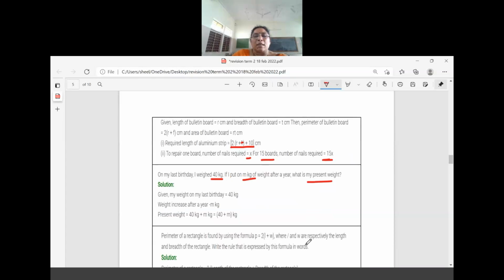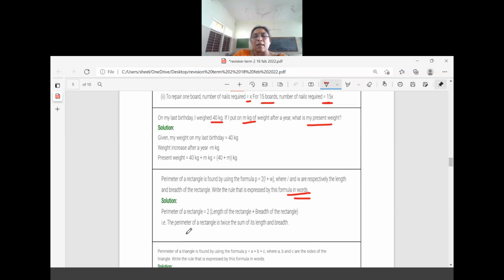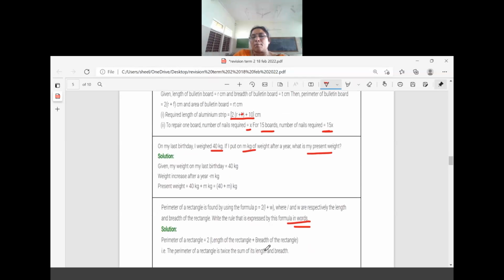Now, the next question. The perimeter of a rectangle is found by using the formula 2 into P equal to 2 into L plus W, where L and W are respectively length and breadth. Write the rule expressed by the formula in words. That means we have to convert the mathematical way to words only. How to write that one? The perimeter of the rectangle is twice the sum of length and breadth.